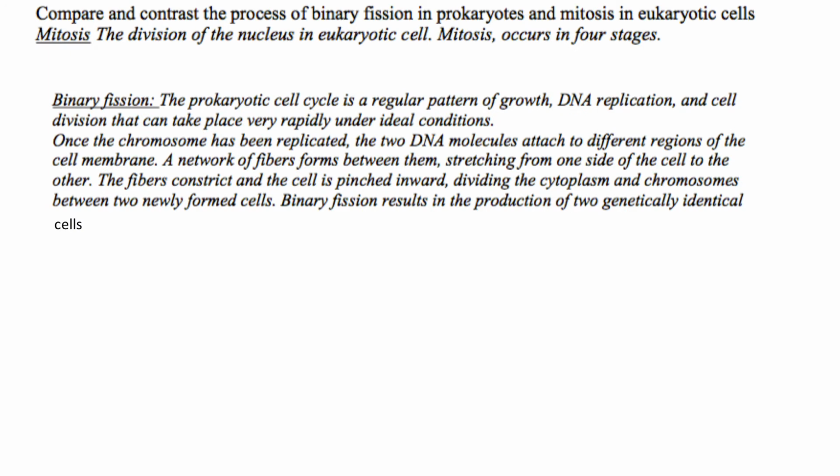How will you compare the binary fission in prokaryotes and the mitosis in eukaryotes? Both of them are talking of cell division. So here the mitosis is the division of the nucleus in eukaryotic cells only, that is in higher plants and in animal cells. This mitosis occurs in 4 stages. You know the names? Prophase, Metaphase, Anaphase and Telophase. We will discuss in the next slide.